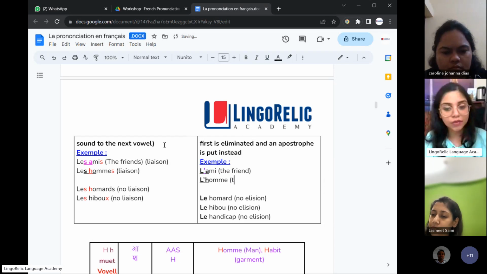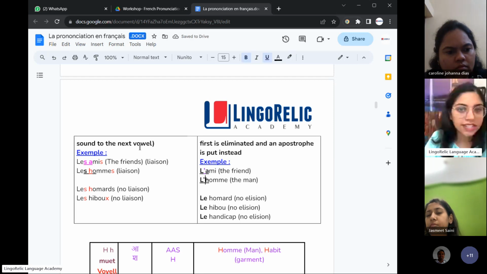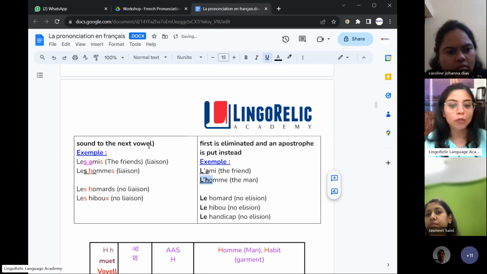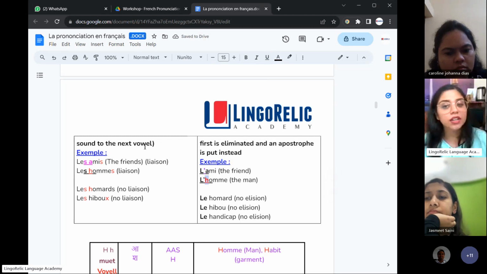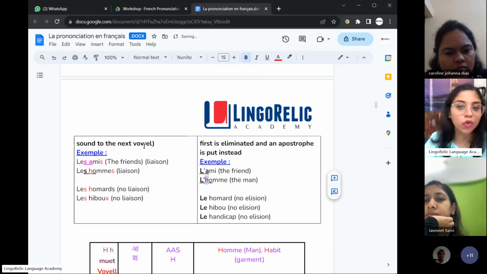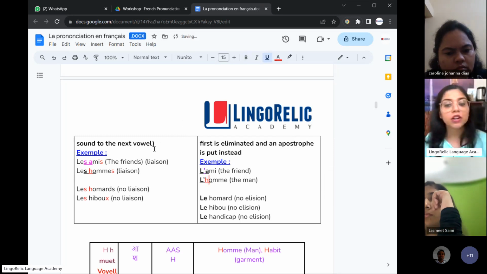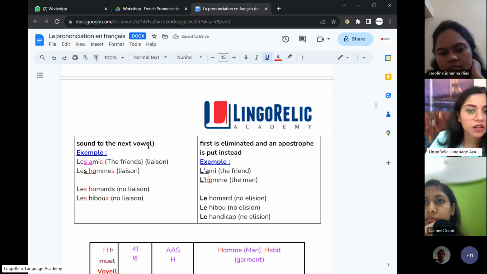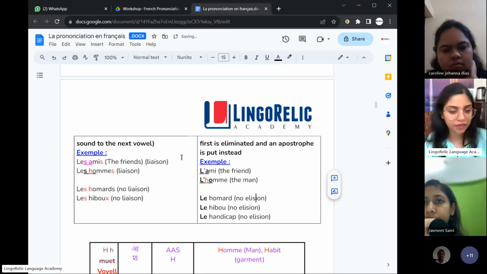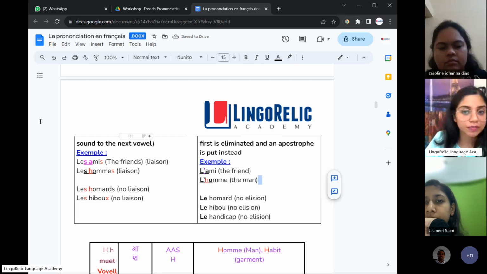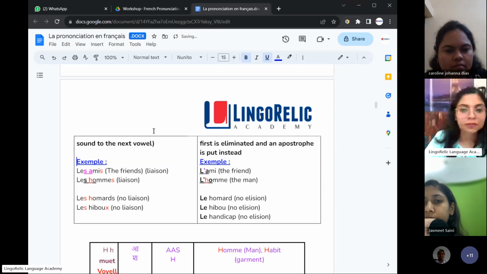Similarly, when you want to say the man के लिए, you will not say la om. Instead, this will become lom, because the H was already silent as it is given. H doesn't have any pronunciation. So you are going to combine it with the O that is following. So it becomes lom. Does anyone have a question for me here? I believe this is clear.